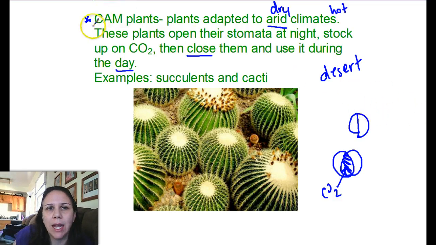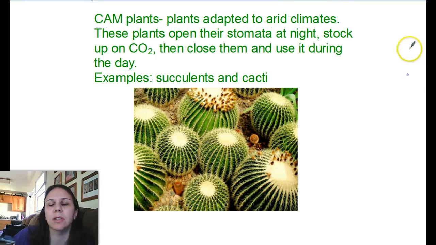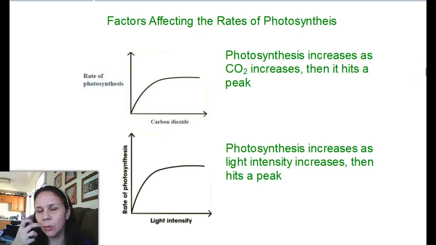So we call these CAM plants, and I can't remember the name of it, but it doesn't matter, you don't need to know it anyway. Just remember, these are juicy plants called succulents and cacti. That is what you'll find these guys. And so they just keep their stomata closed during the daytime, open them at night, suck up CO2, and then continue during the day.